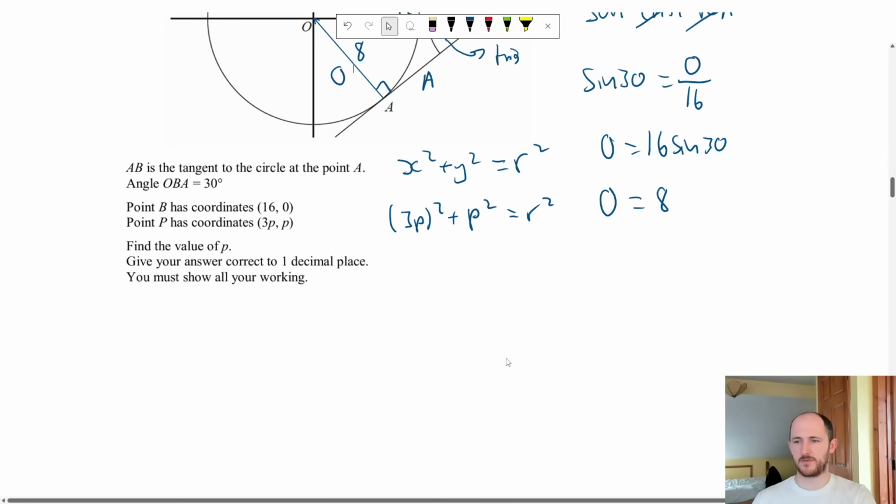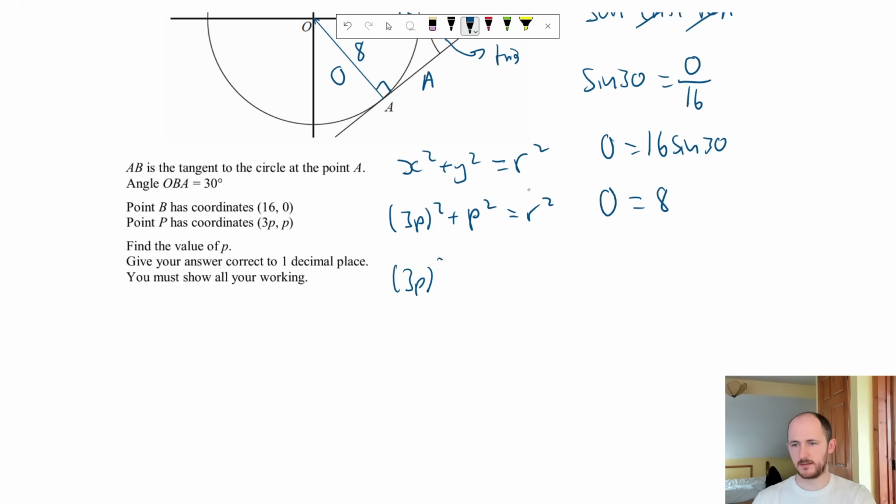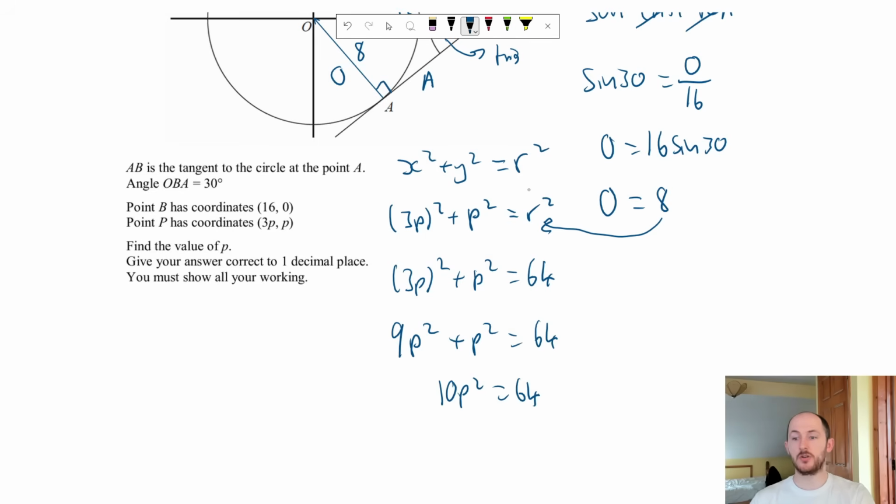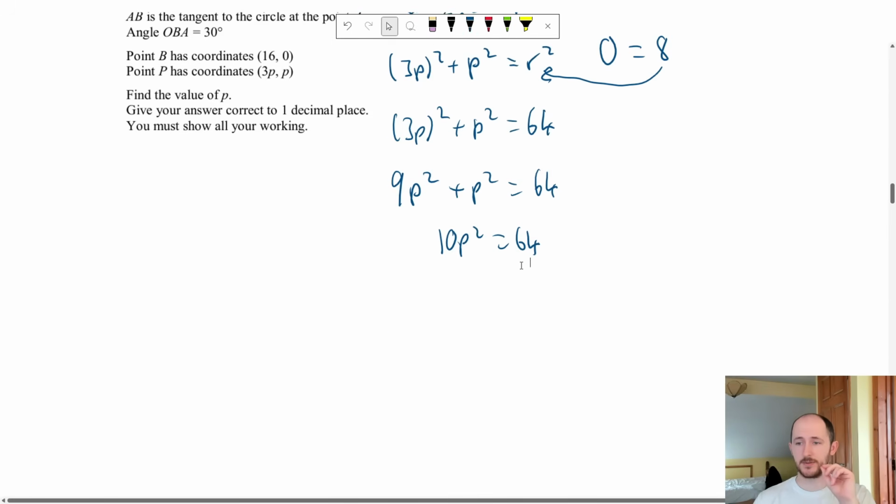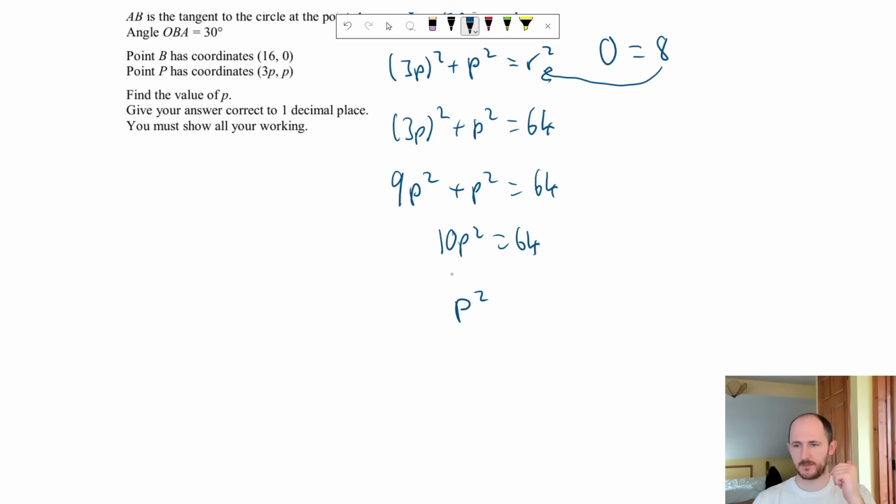So now my equation for the circle is going to be 3p squared plus p squared equals 8 squared, which is 64, because remember, that's our radius. So now we have 9p squared plus p squared equals 64. 10p squared equals 64. Don't square root, because if you square root, you will get your 8, but this 10 would have to be square rooted as well. So I prefer to divide by 10 first.